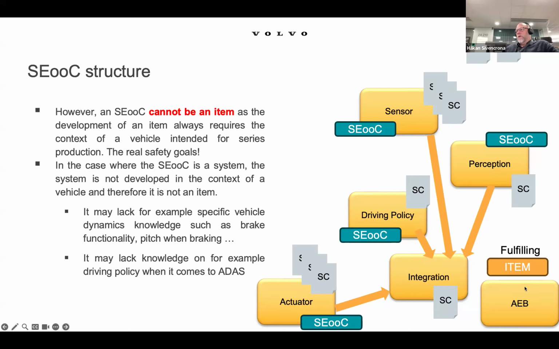So that's really what we need to say. So how should we come up with the safety case here? Yeah, that is the question, and we can come back to that.